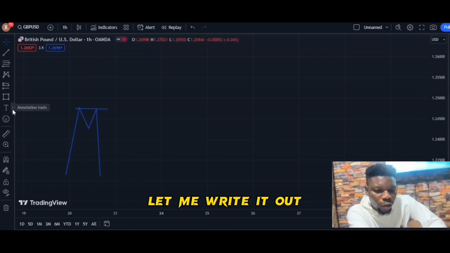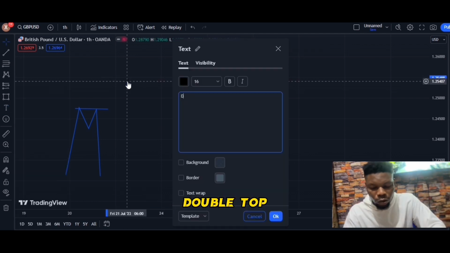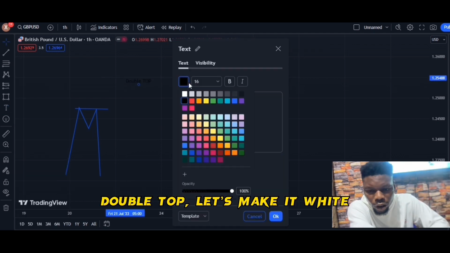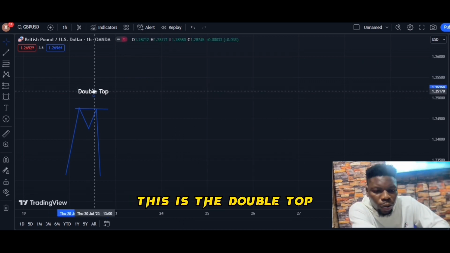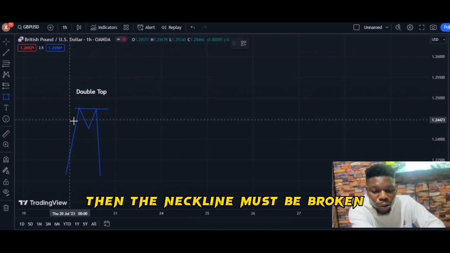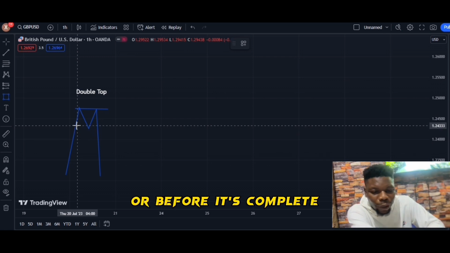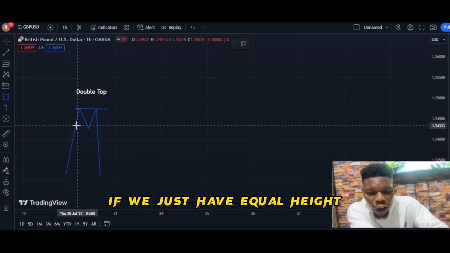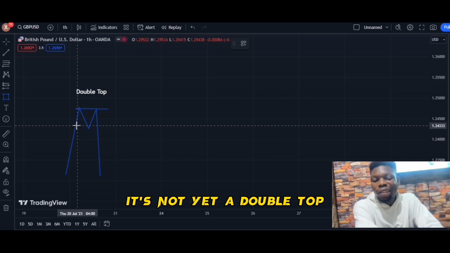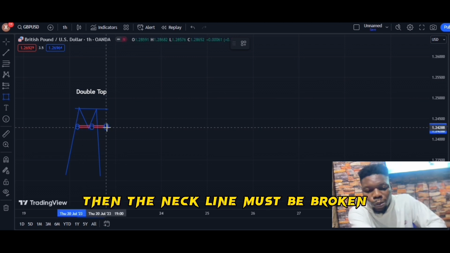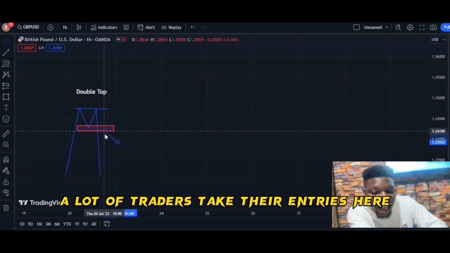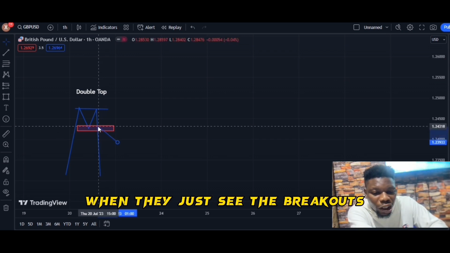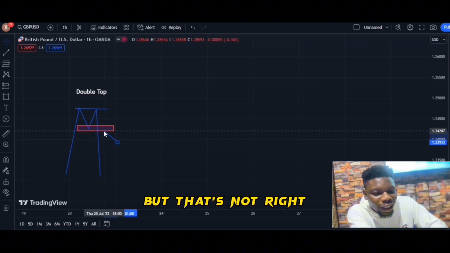Let me write it out. This is the double top. Then the neckline must be broken. It must be broken before it's complete. If we just have equal highs, it's not yet a double top. The neckline must be broken before you have a double top. Then a lot of traders take their entries here when they just see the breakout, but that's not right.